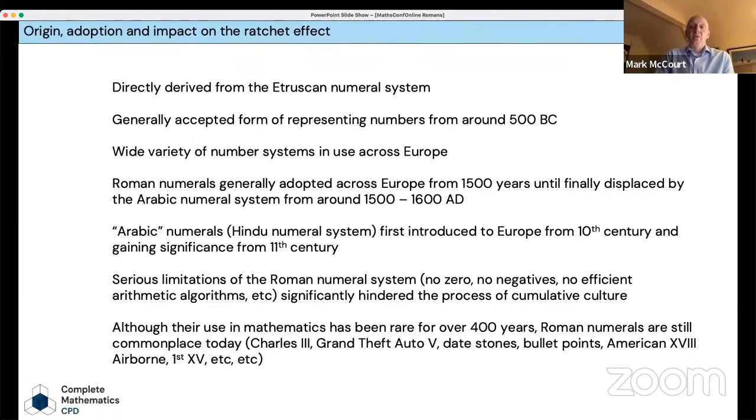However, even though it is now several hundred years following the falling out of use, Roman numerals are still everywhere, and we do see them all over the place, whether it be in regnal numbers or Pope Benedict XV or whatever it is. But you'll see them in date stones, you'll see them in bullet points, see them in sequels to movies, all that kind of stuff. So they hang on in there somehow, even though their use for mathematics is really quite limited.